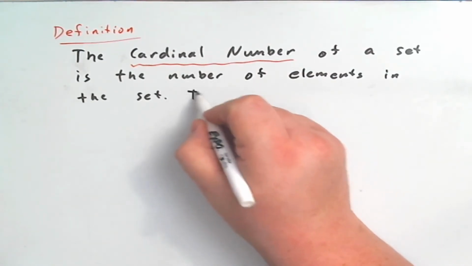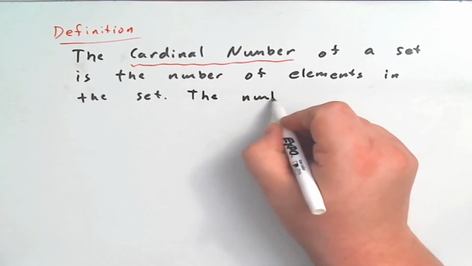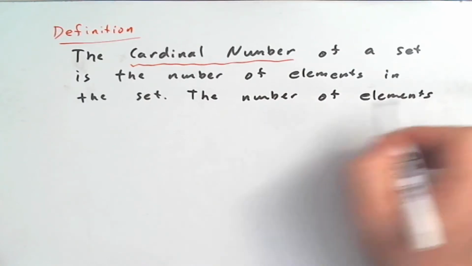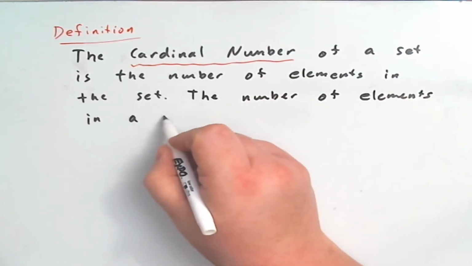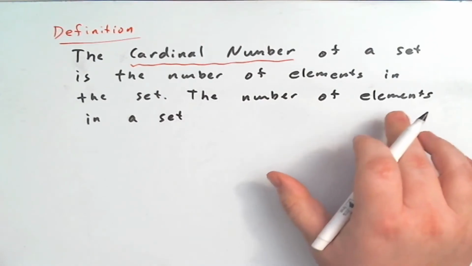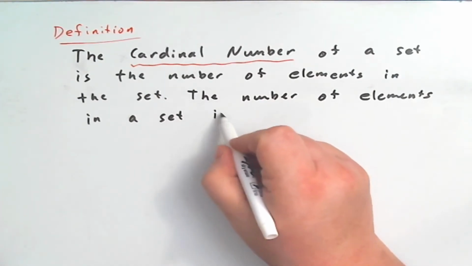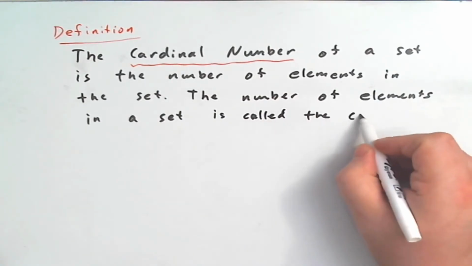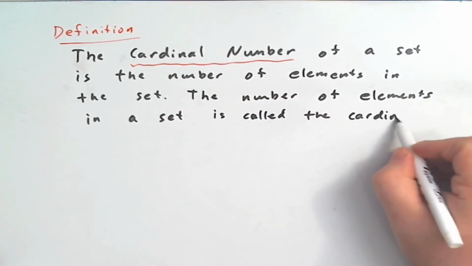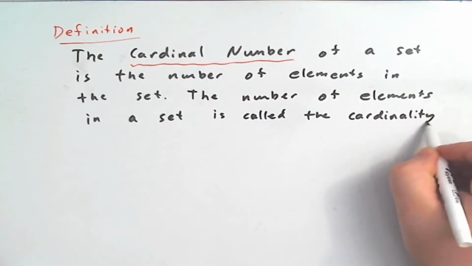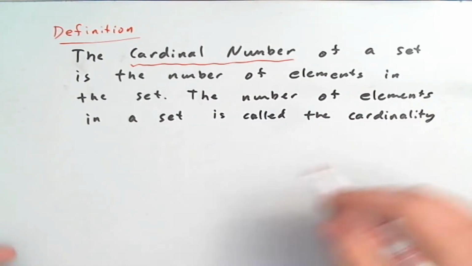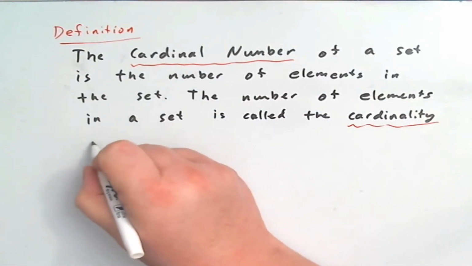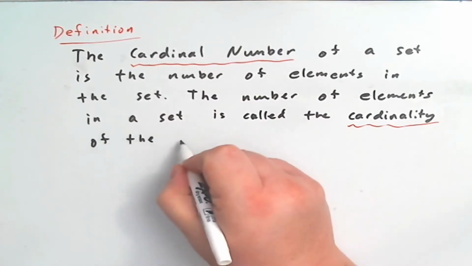Okay, so we can say that the number of elements in a set, that specific number that is the number of elements of a set, is called the cardinality. So cardinality. Okay, again, this is the word we're defining here. This is just another usage of the word, the cardinality of the set.